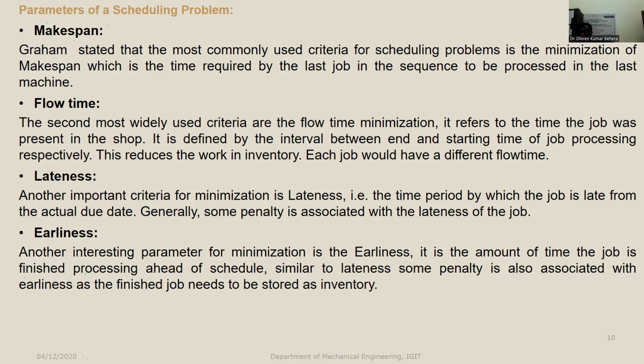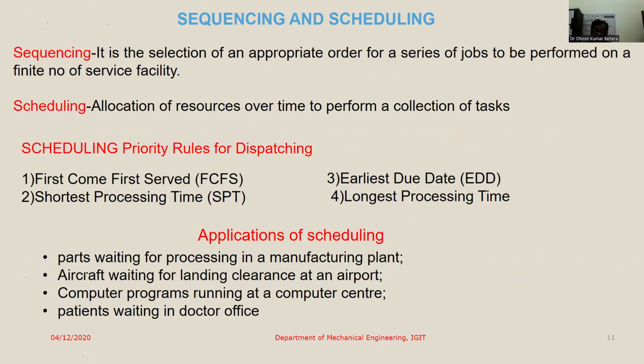Earliness, another interesting parameter for minimization, is the amount of time a job is finished processing ahead of schedule. Similar to lateness, some penalties are also associated with earliness, as the finished job needs to be stored as inventory. So these are some of the parameters.